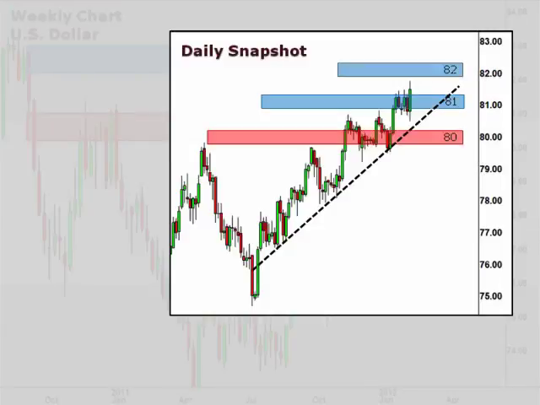Let's take a quick look at the daily chart. This daily chart reflects the uptrend that is in place and this 82 level sitting there as the next upside focal zone.